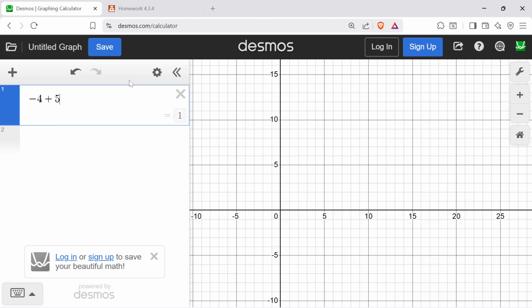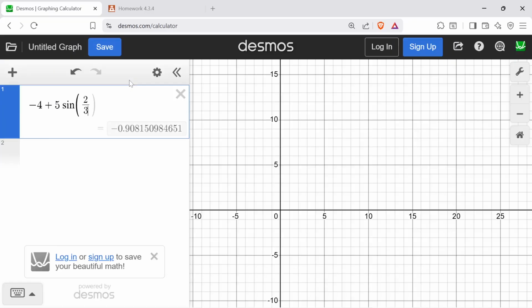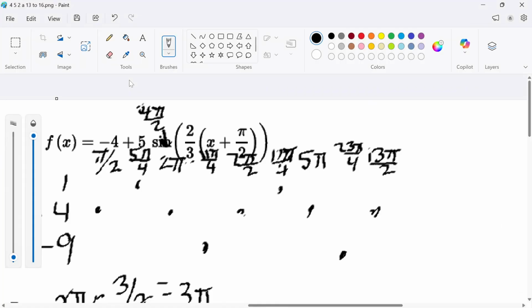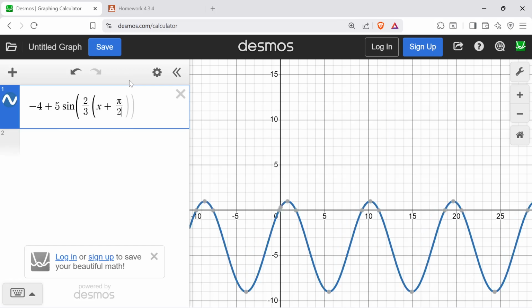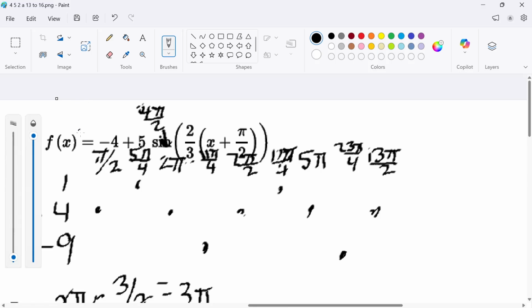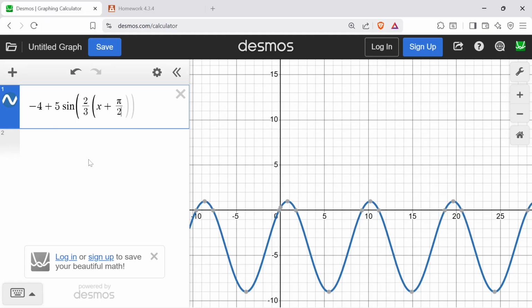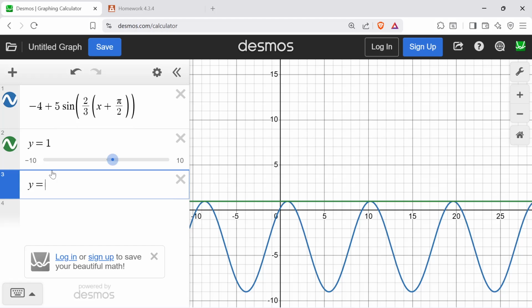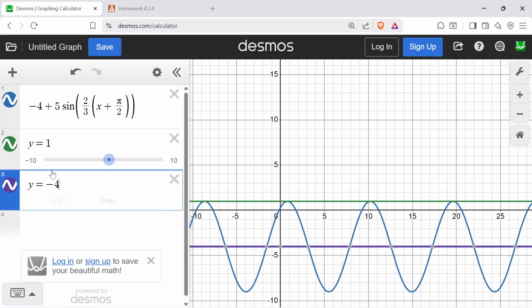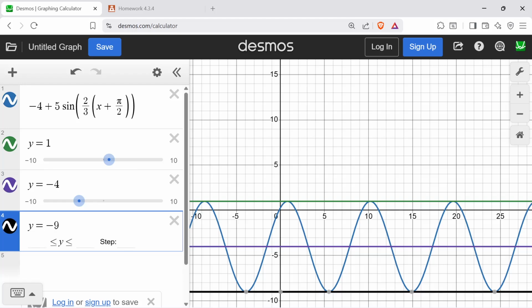-4 plus 5 sine 2/3 times x plus pi over 2. And I'm going to put in, what did I do here? Oh, that's -4. Okay. Y equals 1. I thought it was y equals 4. I did something wrong there. Y equals -4. And then y equals -9. And so you can see.